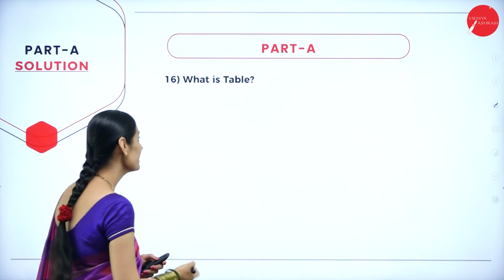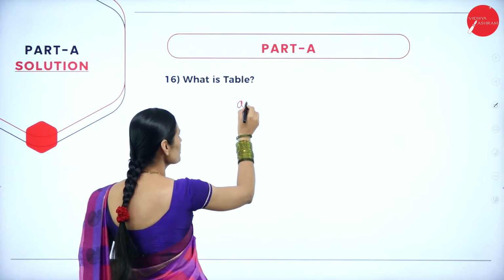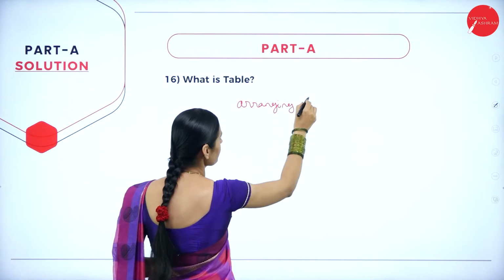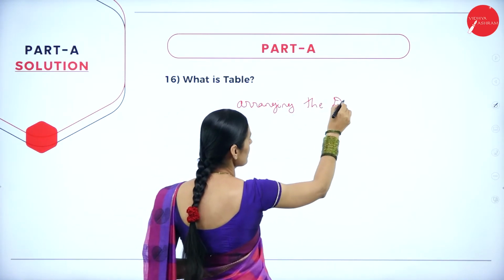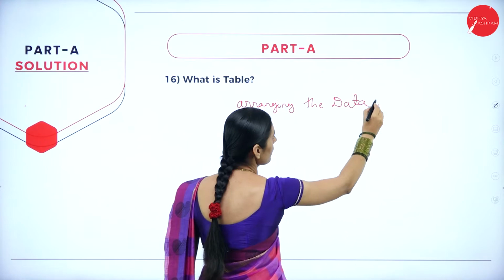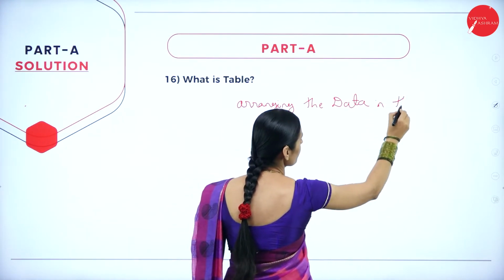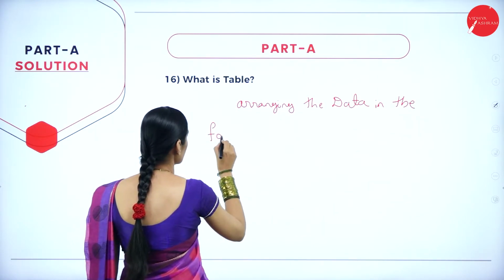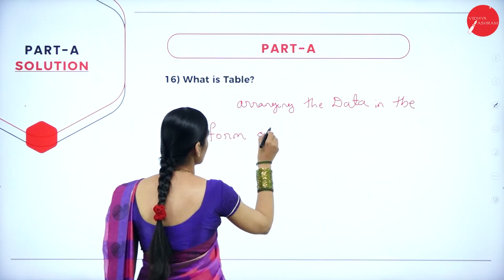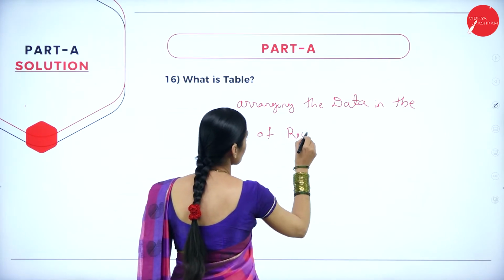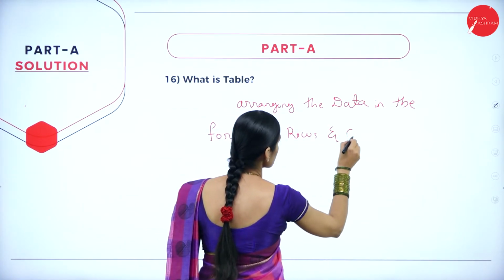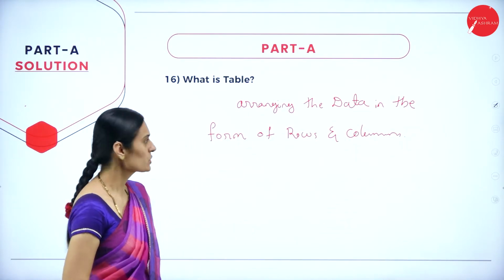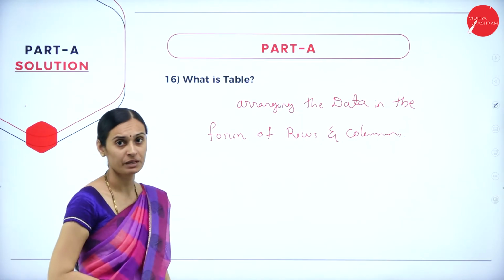Next, what is a table? Table means arranging the data in the form of rows and columns. Okay, so this is the meaning of table.